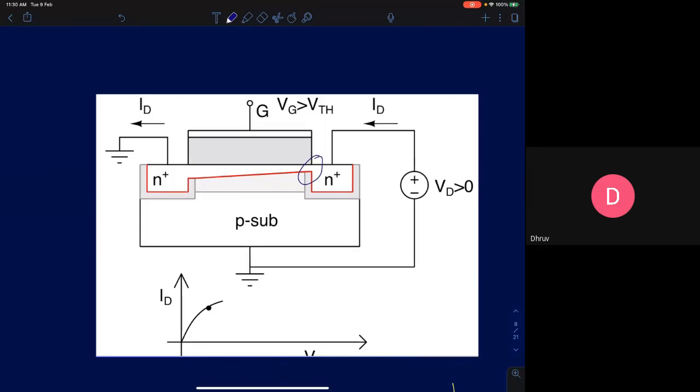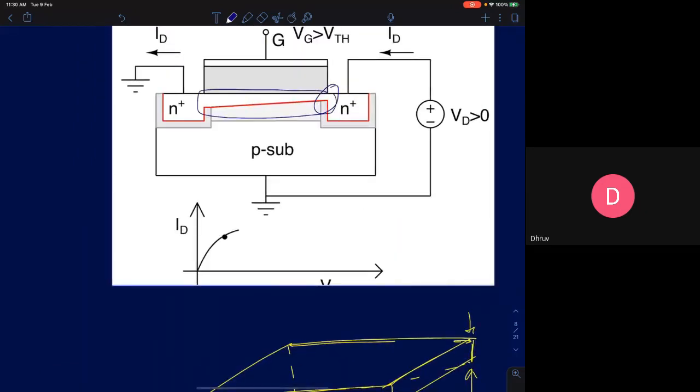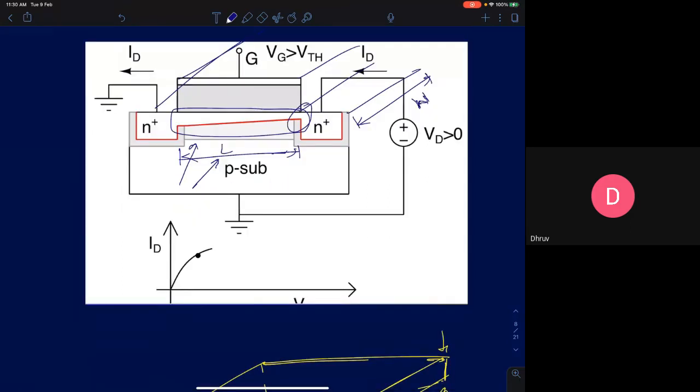Now look at it this way. I'm going to draw the channel here, an exaggerated version of the channel. This MOSFET is a 3-dimensional device, so it's going to extend this way in all 3 dimensions. This is called the width of the MOSFET. So this is your MOSFET's width, and this is your length of the channel. W is the width of the MOSFET, L is the length of the channel. As an engineer, these are the 2 design parameters which you can use to design an amplifier.